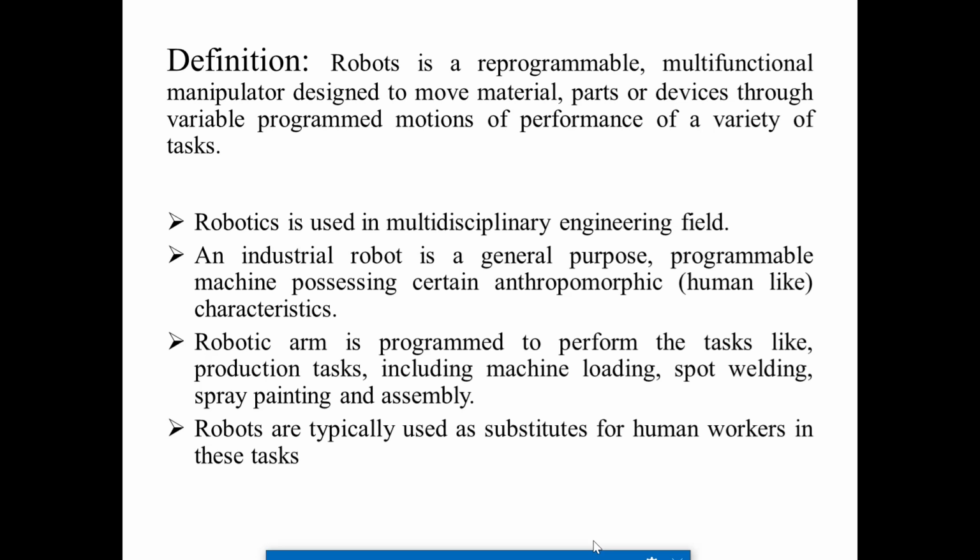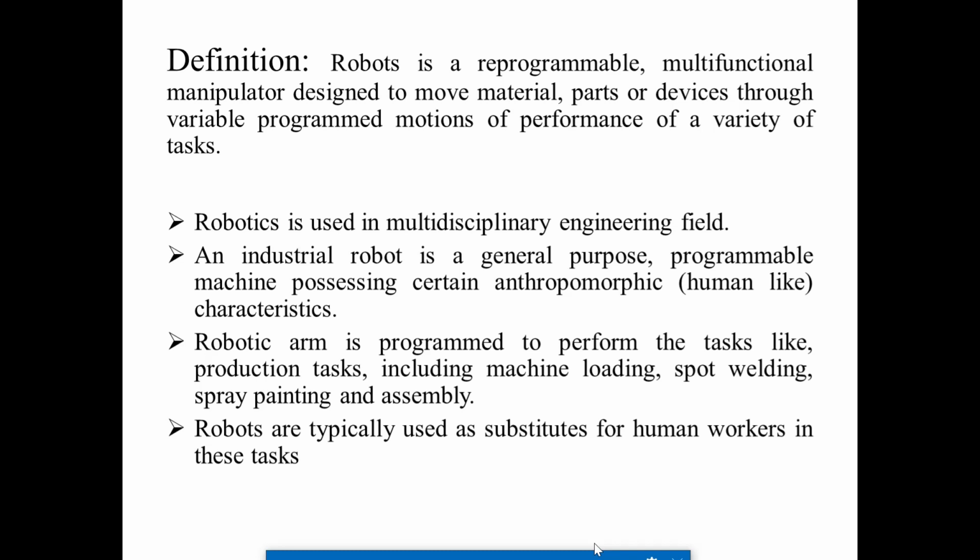Multiple activities can be done by the robot, and it is responsible for moving parts and devices from one place to another, and it can perform a variety of tasks. So robots are used in various multidisciplinary engineering fields for manufacturing and production. An industrial robot is a general purpose programmable machine possessing certain anthropomorphic, human-like characteristics. We call it anthropomorphic. Anthropomorphic is nothing but a human-like characteristic. Robots have the same characteristics as that of humans.